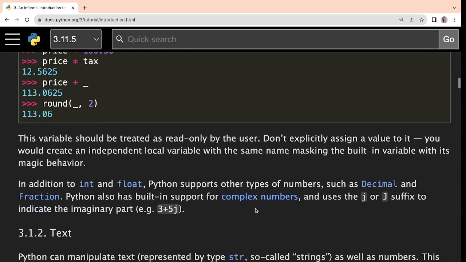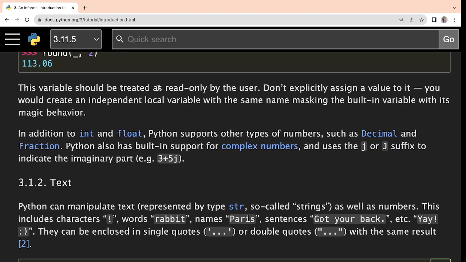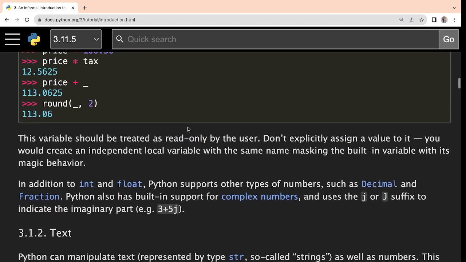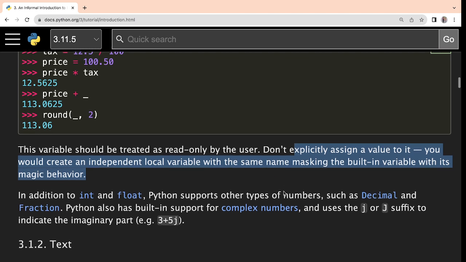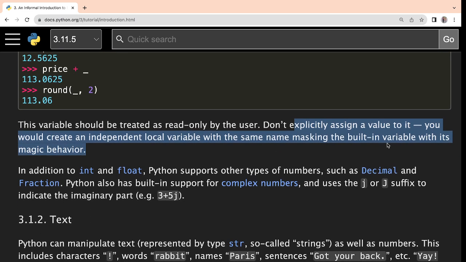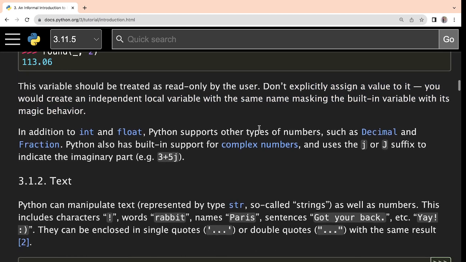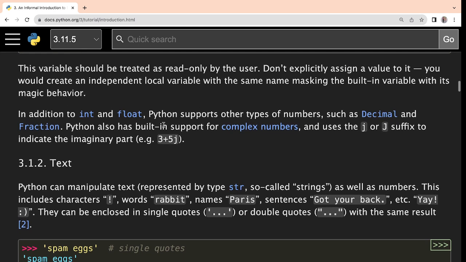Alright, this variable should be treated as read only. Of course, in this underscore you cannot write something, so don't explicitly assign a value to it. You would create an independent local variable with the same name, masking the built-in variable with its magic behavior. Understood? If you write underscore and store some value in that, the new value will be stored, but it will not be able to take the latest output. Whatever magical behavior is there, it will lose. So take care of all these things if you're using these features.